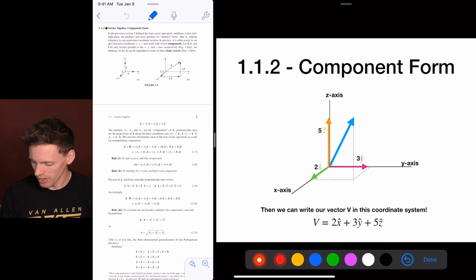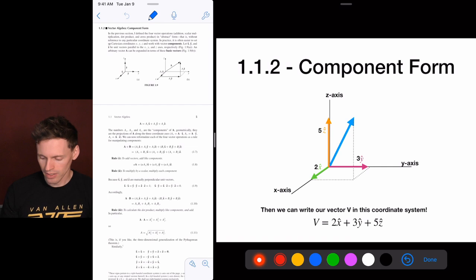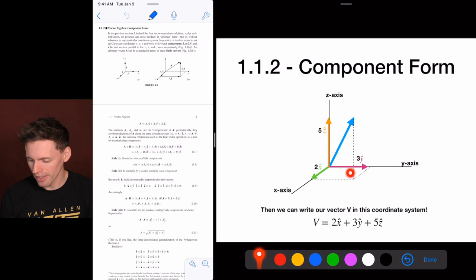So this vector, the way we would write it, is 2x hat plus 3y hat plus 5z hat. And all that means is go 2 units in the x direction, go 3 units in the y direction, and go 5 units in the z direction. So 2, 3, and then 5. And that is how we write a vector in component form.